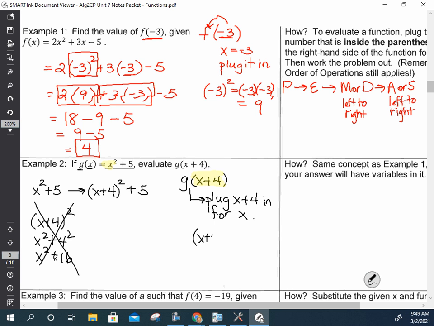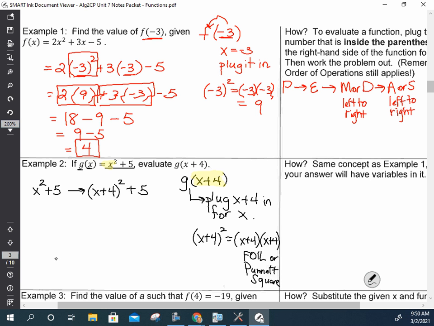x plus 4 squared means x plus 4 times x plus 4. So that means we're either going to be doing FOIL or the Punnett squares if you're a person that likes the Punnett squares. So now let's solve this out the right way. x plus 4 squared is x plus 4 times x plus 4.